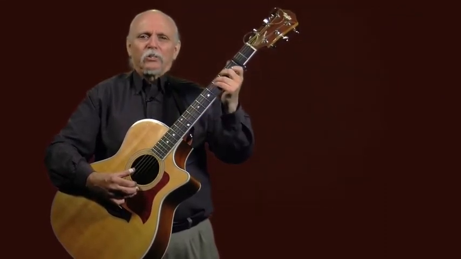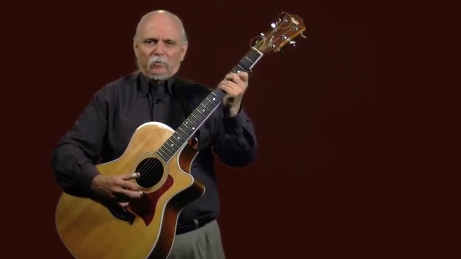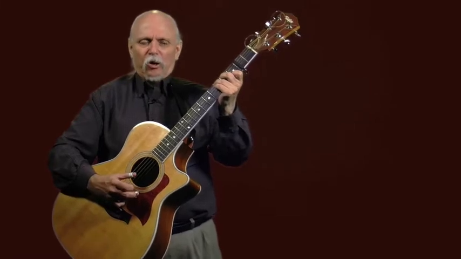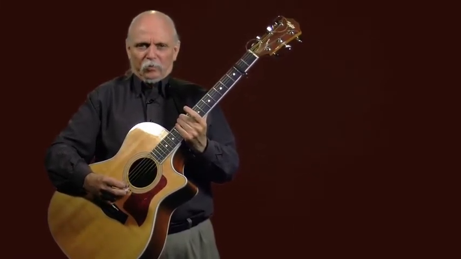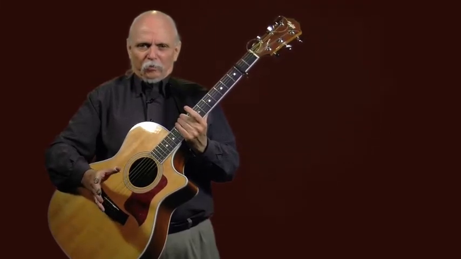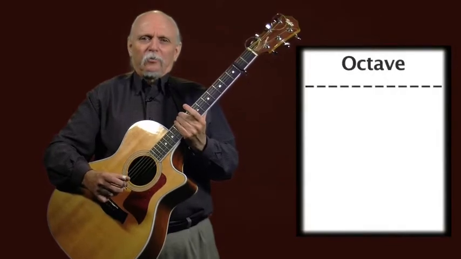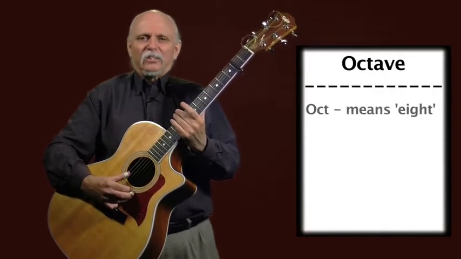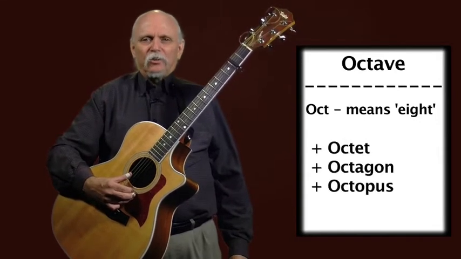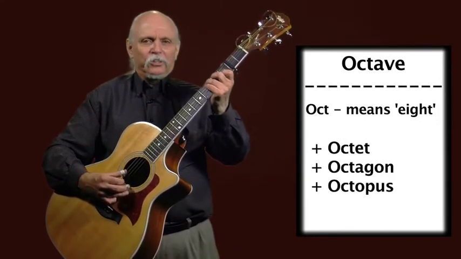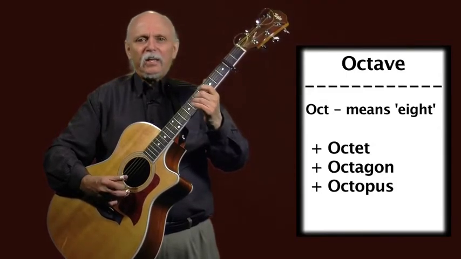I want now to call your attention to the fact that the bottom and the top notes of the scale have the same name, do. And the distance, so to speak, between those two notes, the lower and the upper do, is called an octave. Why? Because oct means 8, as in oct, octagon, and octopus. And it takes 8 notes to get from the bottom of the scale to the top. 1, 2, 3, 4, 5, 6, 7, 8.